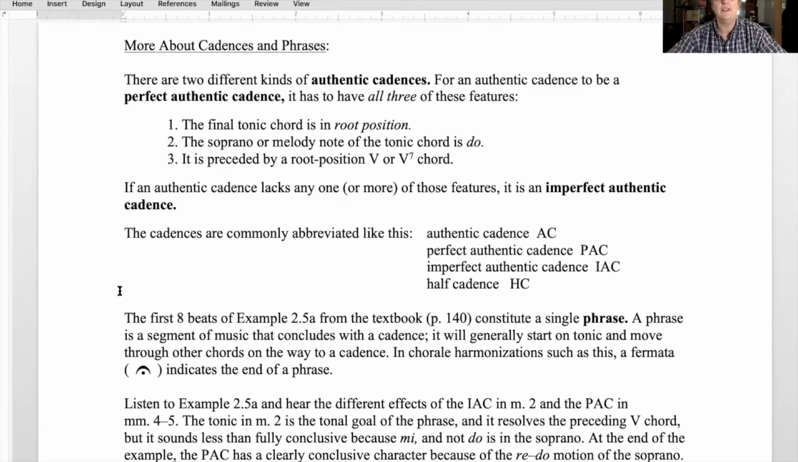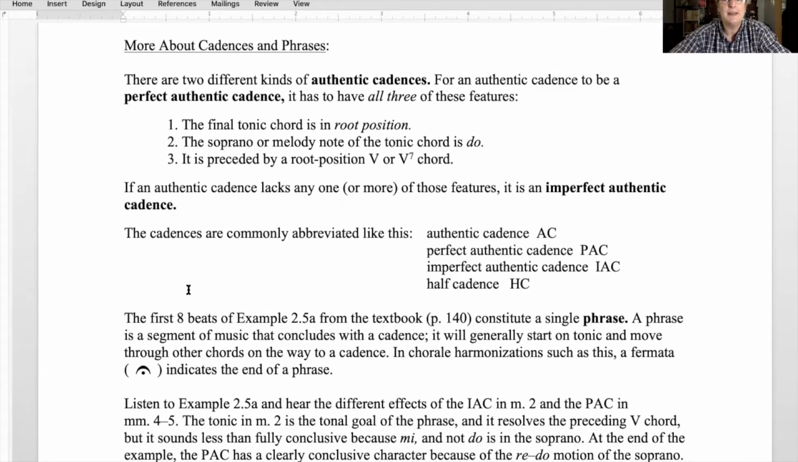There are two different kinds of authentic cadences. And remember, an authentic cadence is a 5 going to a 1. More broadly, it's some kind of dominant function chord going to a tonic chord. The 7 diminished chord is usually considered to be a dominant function chord, so you can have an authentic cadence with a 7 diminished, but we'll be getting into that a little bit later. Authentic cadences come in two different varieties. There's a perfect authentic cadence and also an imperfect authentic cadence. I know it sounds like a value judgment, and I guess it is.